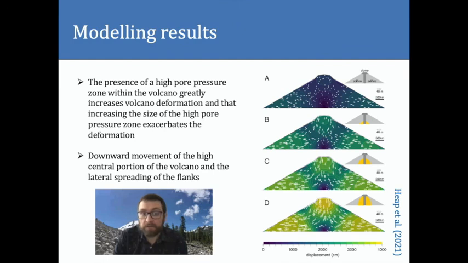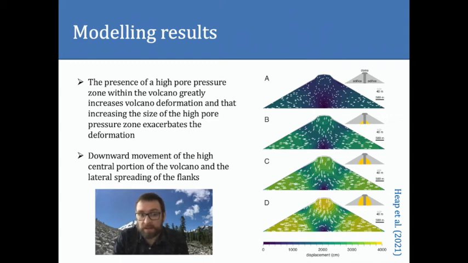Here are the modeling results. The color represents the displacement, where blue represents low displacement and yellow represents high displacement. The arrows show the magnitude and direction of the displacement. The 4 models shown are the results of the 4 different scenarios in which the size of the alteration zone increases from top to bottom.